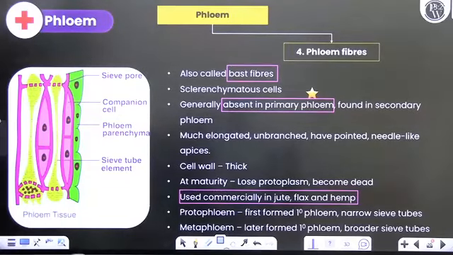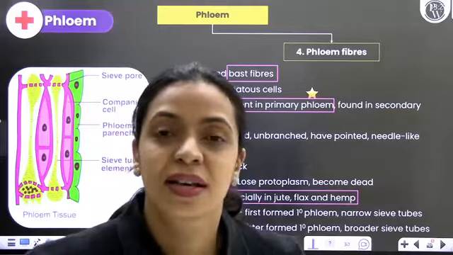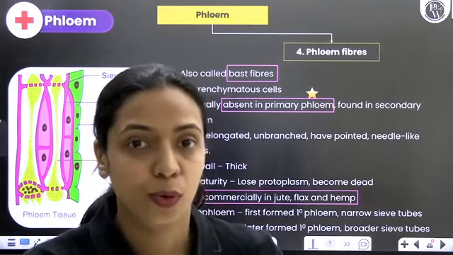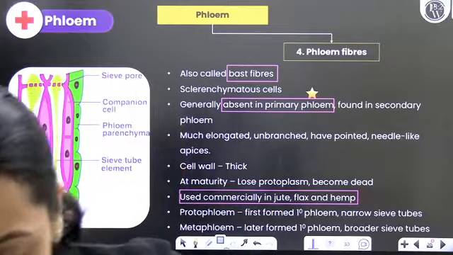Companion cell is a good friend because the sieve tube element doesn't have a nucleus of its own. The companion cell's nucleus will help coordinate all the functions in the sieve tube elements.